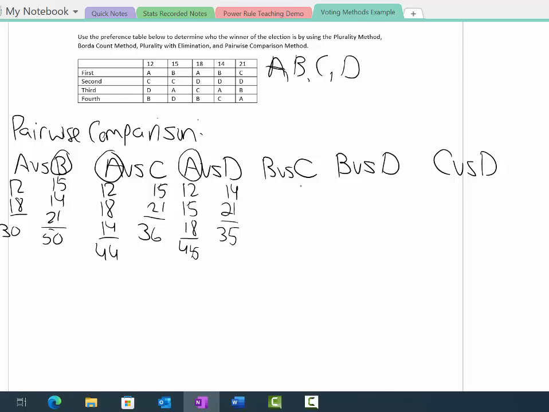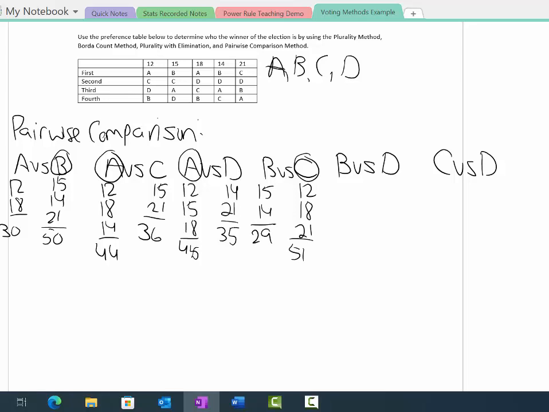Okay, now let's go to B versus C. C is on top of B for the first, so that's 12. B is on top of C, so 15. C is on top of B, that is 18. B is on top of C, that's 14. And C is on top of B here, that's 21. Add them up. And we get 29 and 51. So C wins that.